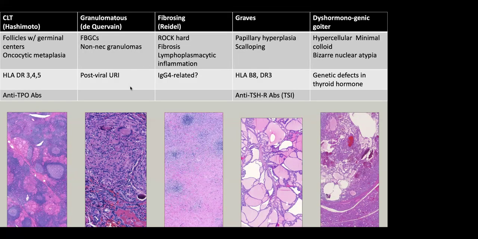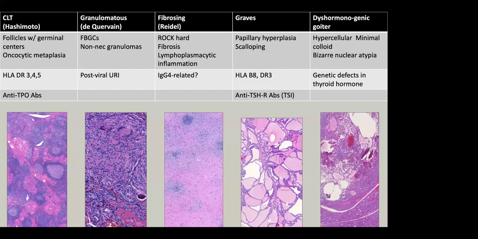Other thyroiditides include granulomatous, which can happen after a viral upper respiratory infection, fibrosing or Riedel thyroiditis, which is really, really hard clinically. You get this IgG4-related sclerosis with plasma cell infiltration that often extends into the extrathyroidal tissues, like the skeletal muscle, and can actually mimic malignancy because of its sort of infiltrative growth process. But this is basically fibrosis.